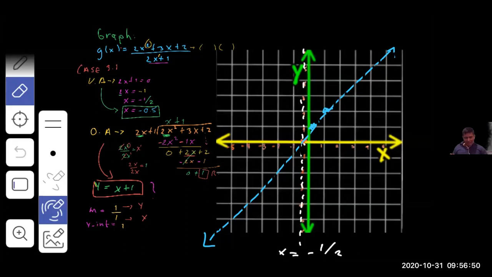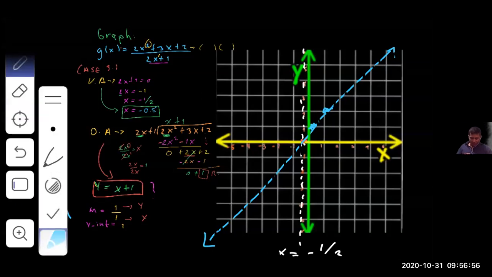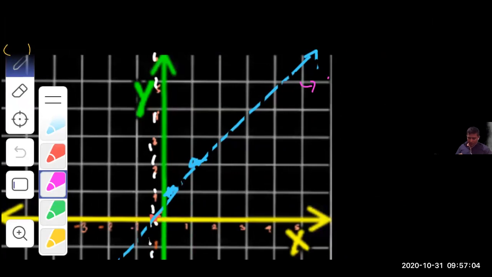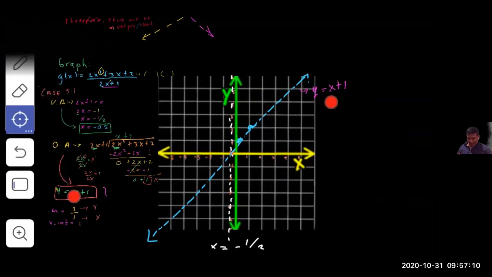And this is my oblique asymptote. If you want to add this information, guys, it's not required, but if you want to be a little bit picky, you can do it. What is the equation for this? y equals x plus 1. That is the function, right? Take a look: y equals x plus 1. If you want to add more information, it's not necessary. That's it, my students.